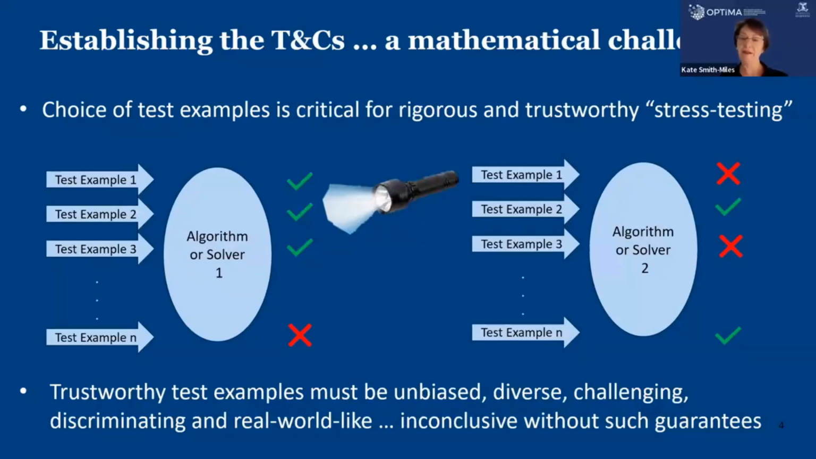And if we don't have these properties, the results at best are just inconclusive. We actually don't know enough about how the algorithm or model or parameter choices are going to stand up when we start to encounter varied real-world conditions.